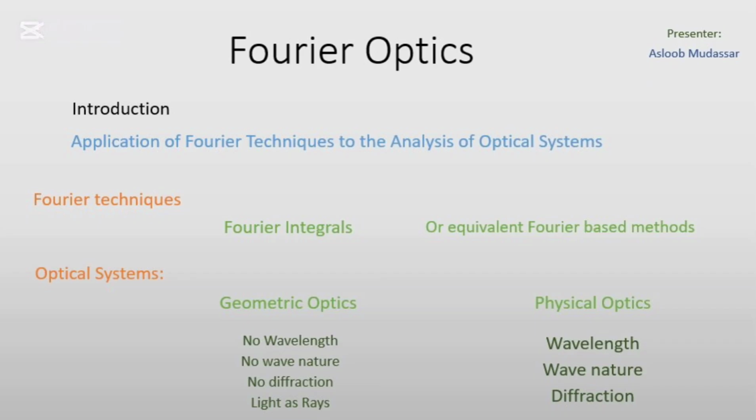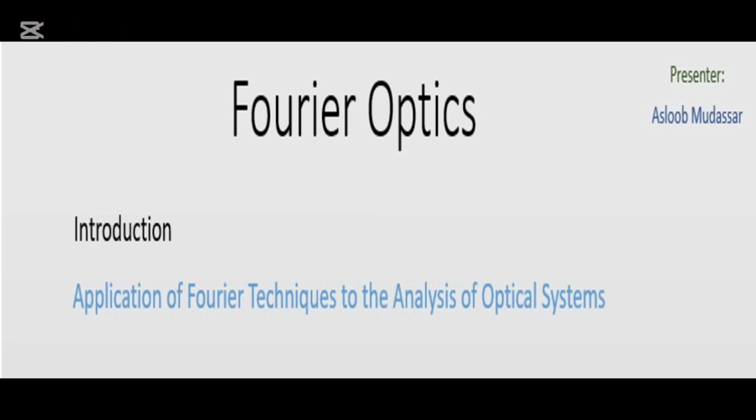So this is Fourier optics, and this is the introduction to Fourier optics: the application of Fourier techniques to the analysis of optical systems. The main objective of our Fourier optics course is that we should be able to design any optical system, and be able to analyze optical systems. So this is our main target.